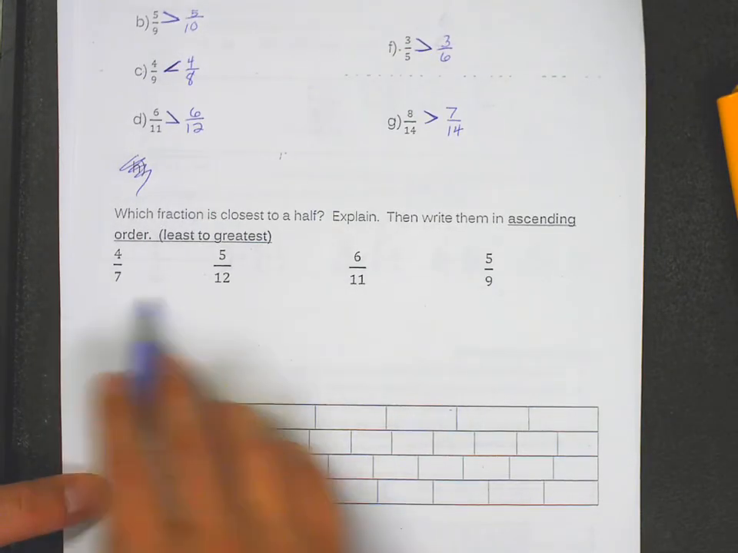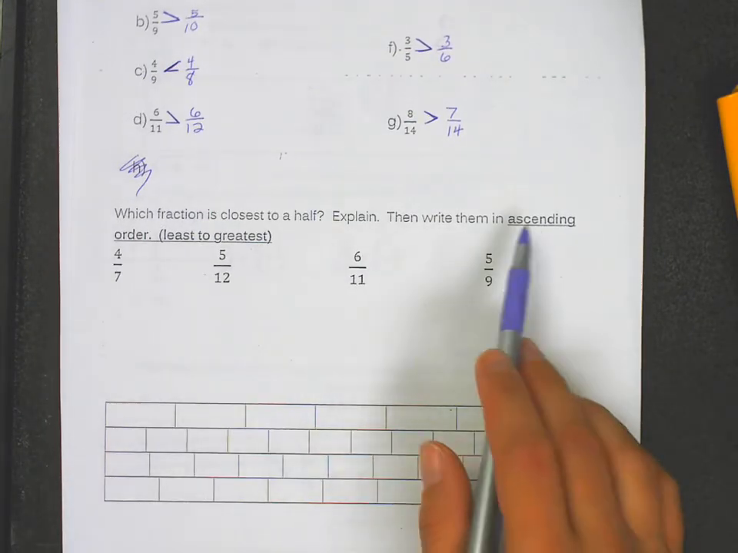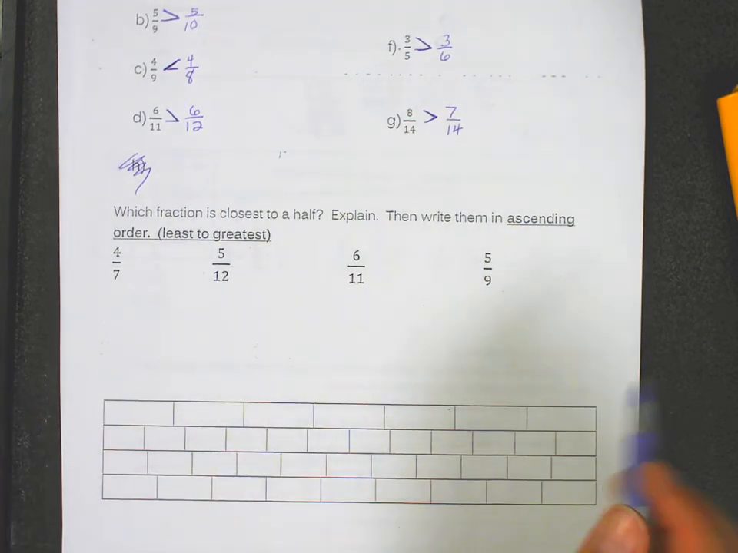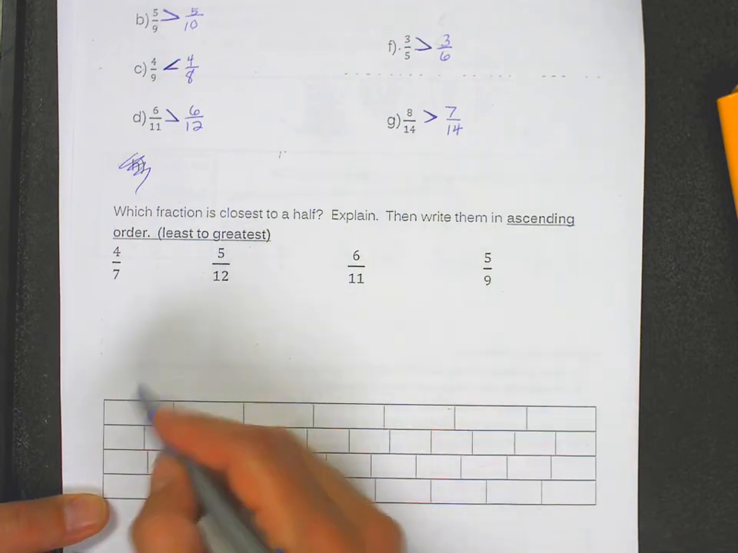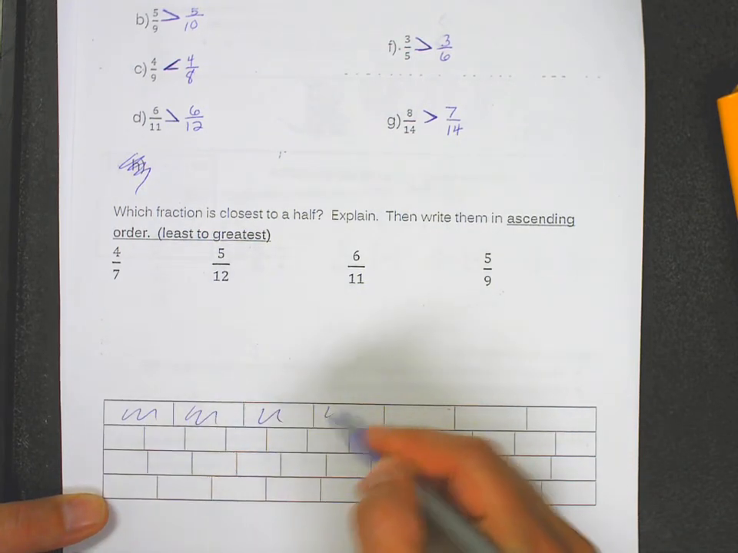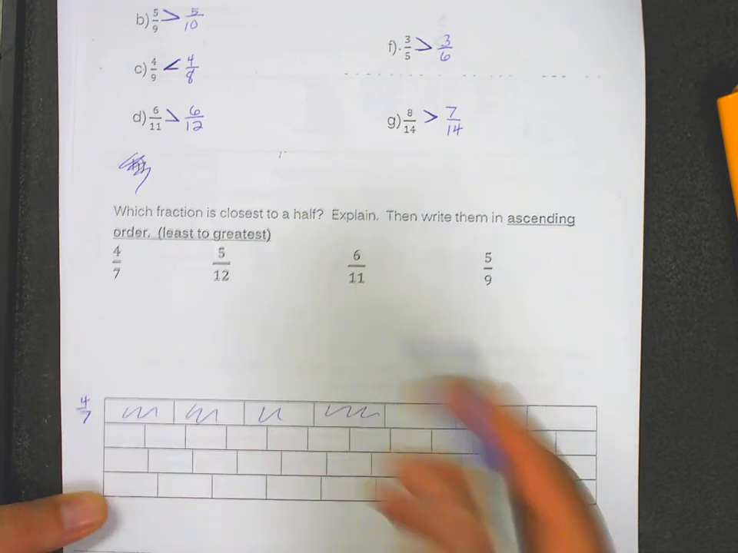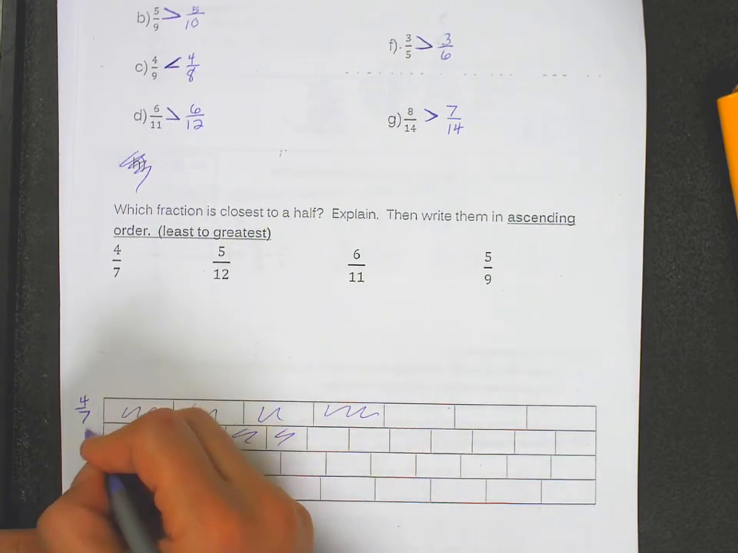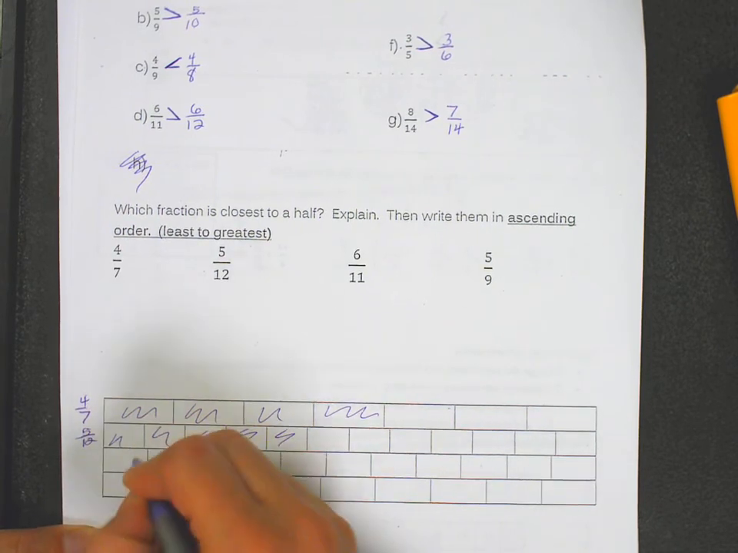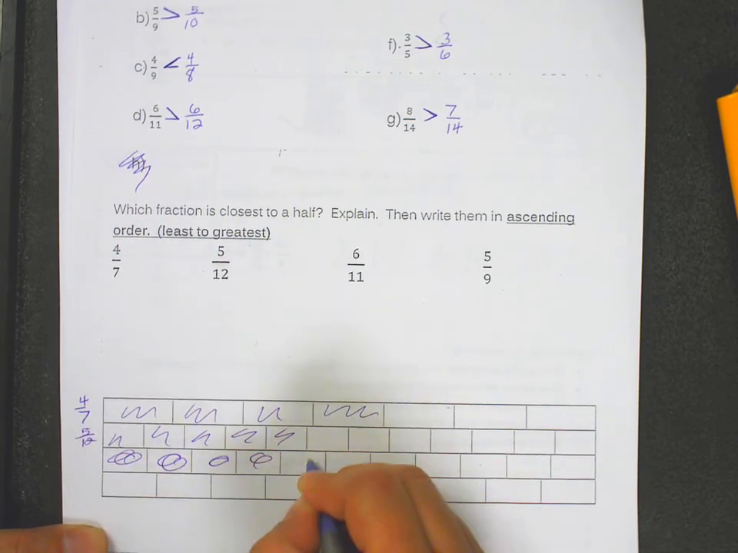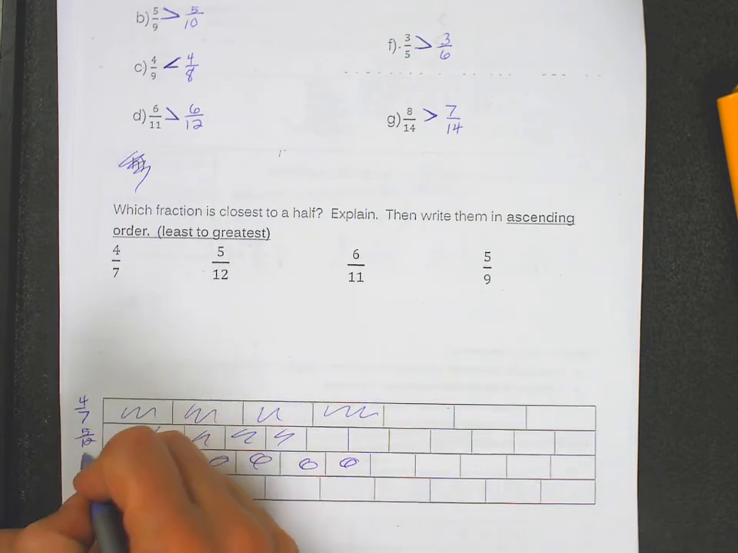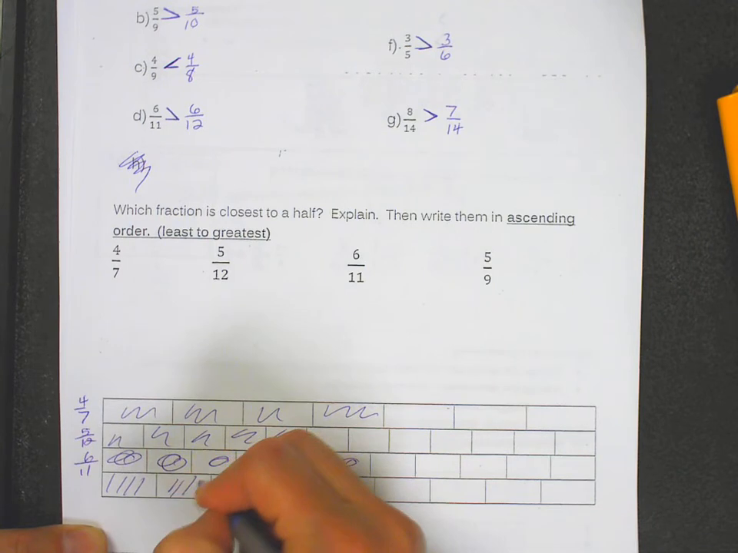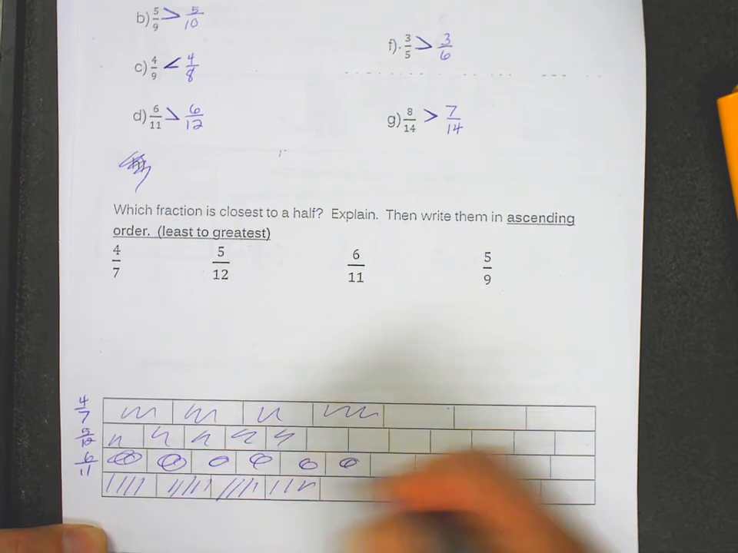We're going to put this in order. I'm going to use the picture. It's ascending order, least to greatest. That's a vocab word. Might be on a quiz. So this one's cut into 7ths. There's 4/7. You should label it. 1, 2, 3, 4, 5. That's 5/12. 1, 2, 3, 4, 5, 6 out of the 11. And 1, 2, 3, 4, 5 out of the 9.